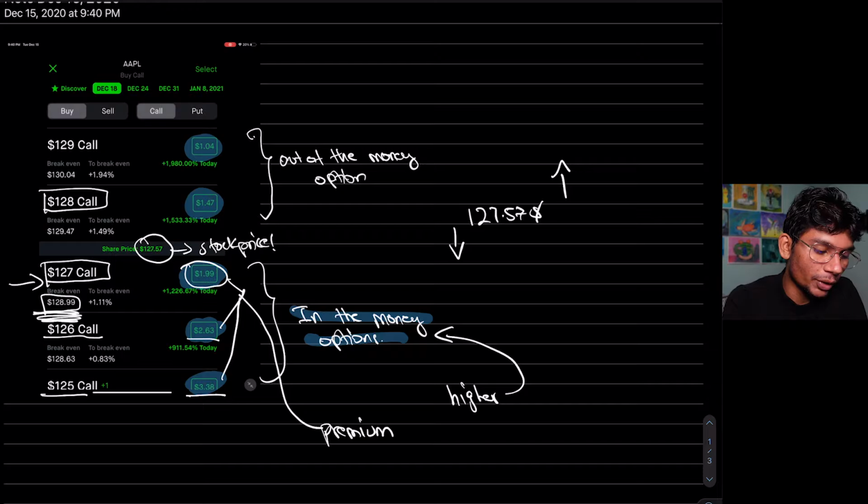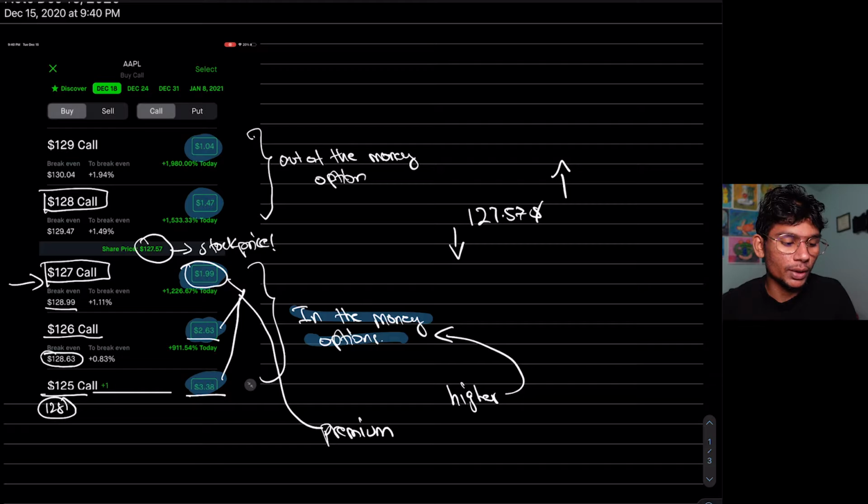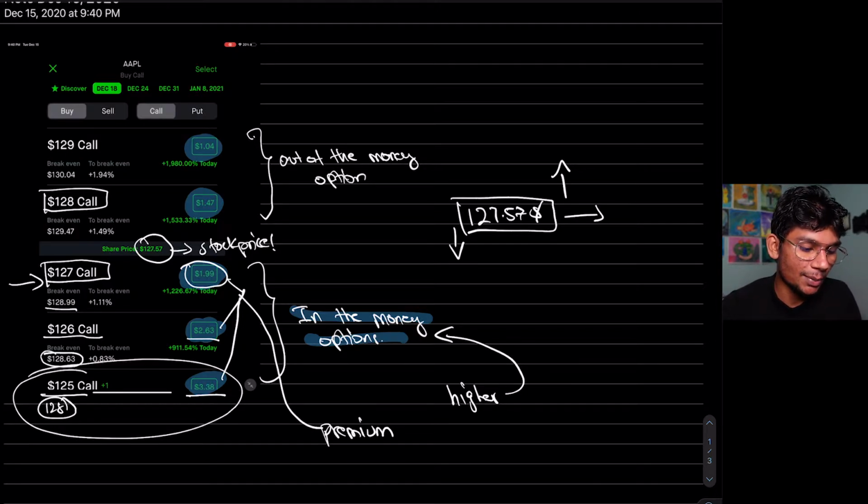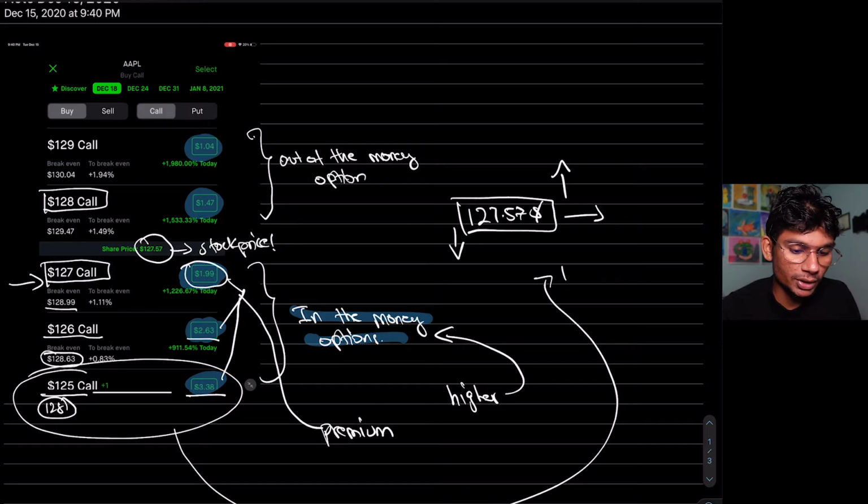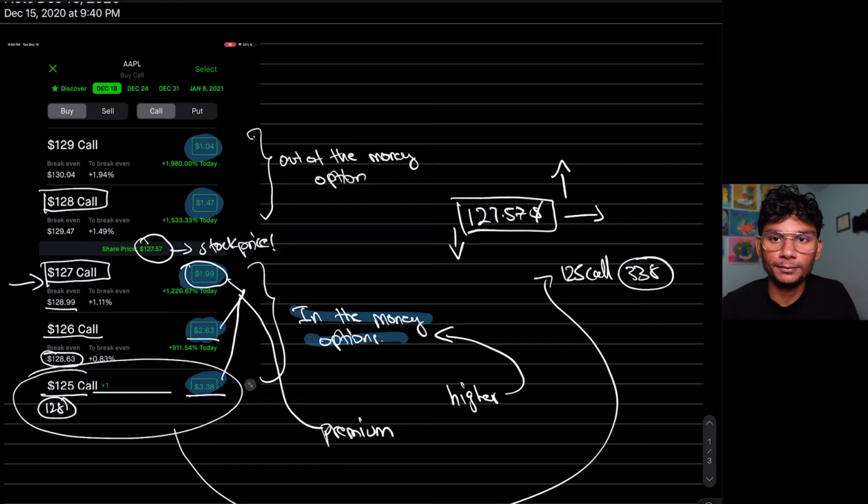Now, here comes the reason why they're costly. If you look at the break-even point, you see how the break-even point here is 128.99. Here is 128.63, and here, I'm sorry, I don't have it. Let's just say it's 128. You see how the break-even point is going lower and lower. This means if the stock price is 127.57, it's easier for, let's just say I bought this call contract, a 125 call contract, and I paid $338 for it.